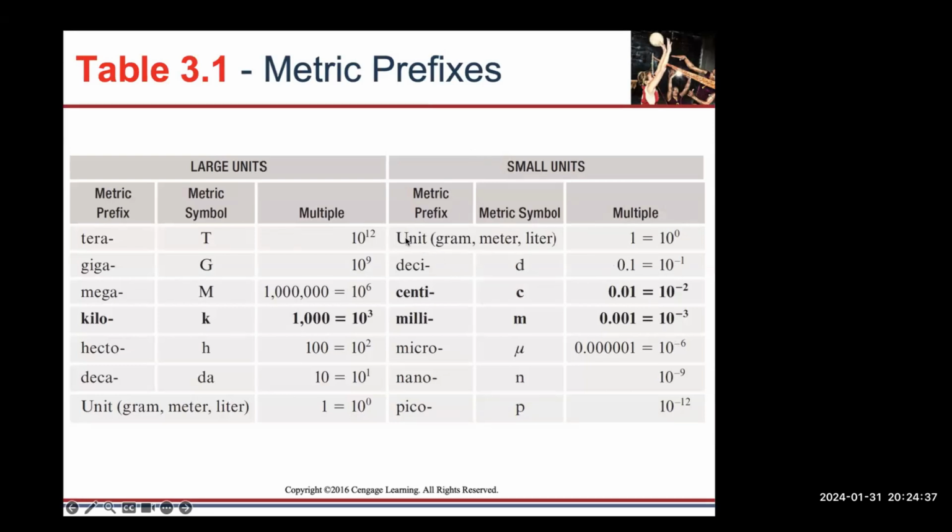When we go the other direction, this here represents our base units. So if we go 10 times less than our base unit, it's deci. 100 times less than our base unit is centi. 1,000 times less than our base unit is milli. 1,000,000 times less than our base unit is micro, and 10 to the minus 9 is going to be nano, and 10 to the minus 12 is going to be pico.